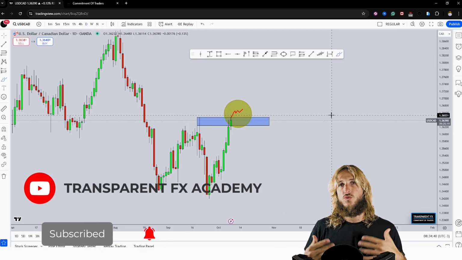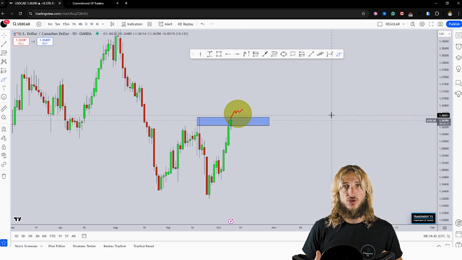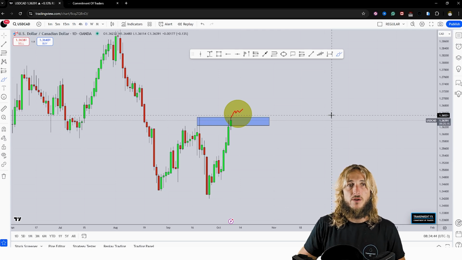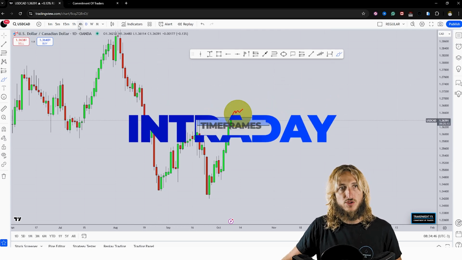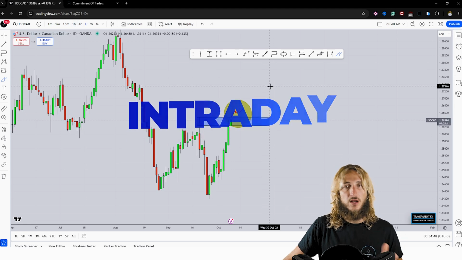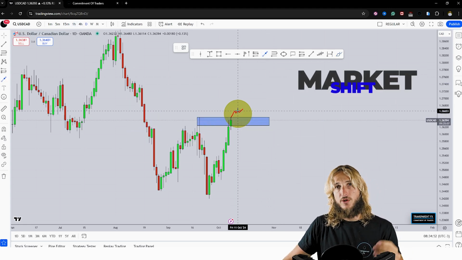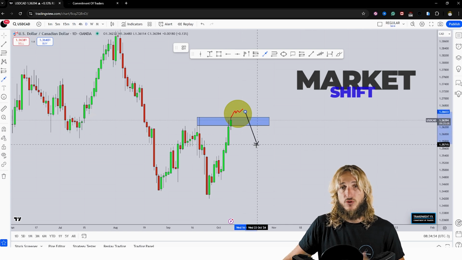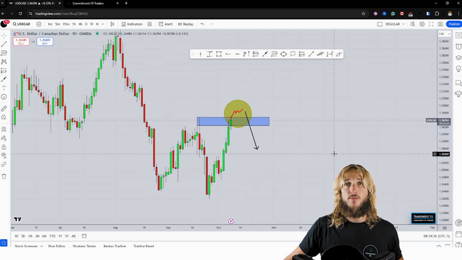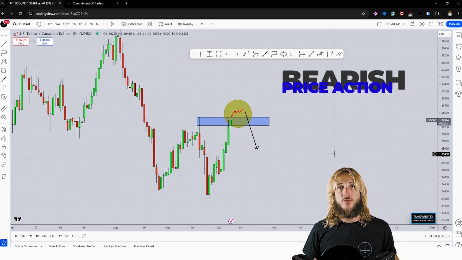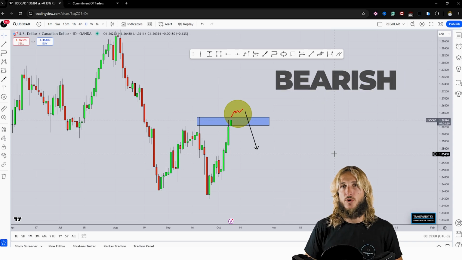However, when it comes to identifying early shifts in the trend of a market, the best timeframes for that are the intraday timeframes, so 4 hour and lower. Therefore, what I would expect is that if this market would shift from an intraday bullish to a bearish market, at that point, I wouldn't be surprised to see a potential rejection to the downside away from this area. That definitely wouldn't surprise me.